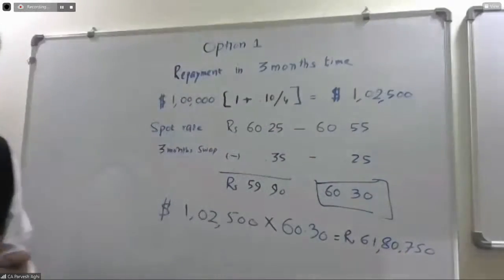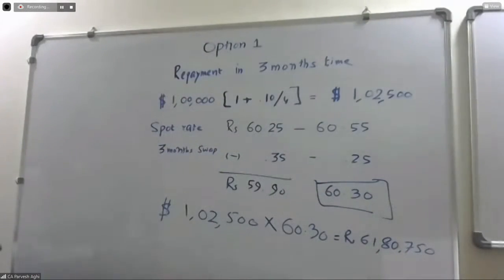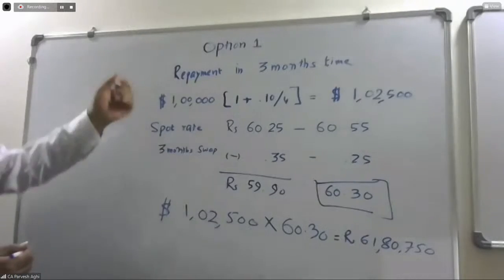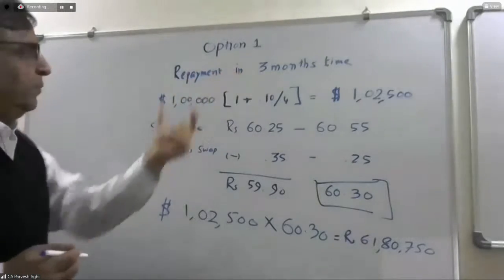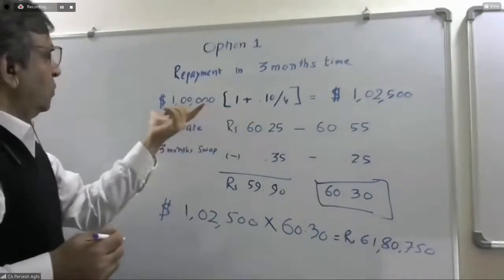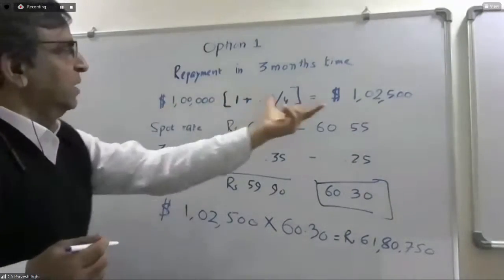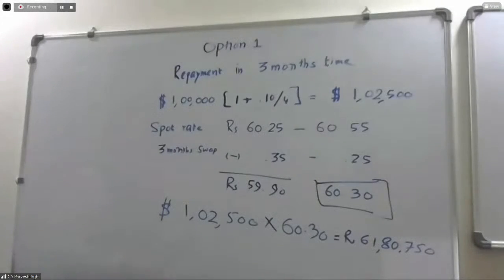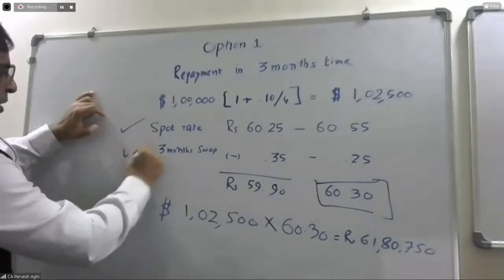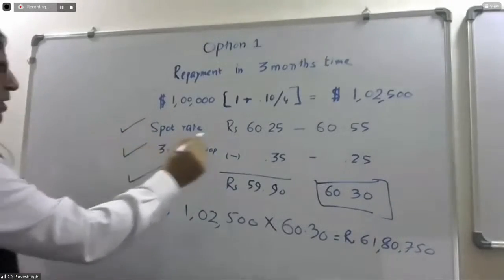So this is going to be the total outflow in rupees if he goes for option number 1. Option number 1 says repayment in 3 months' time along with 10% rate of interest. So it is for 3 months, which means after 3 months he is supposed to pay $1,02,500.